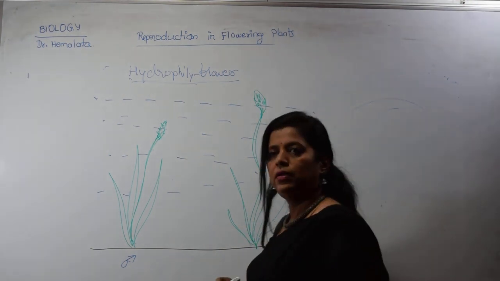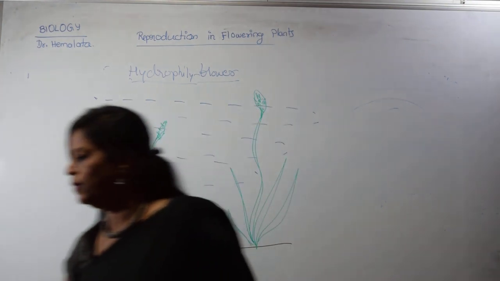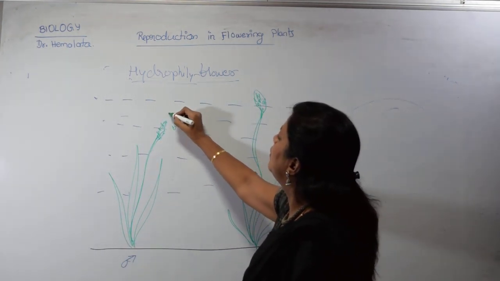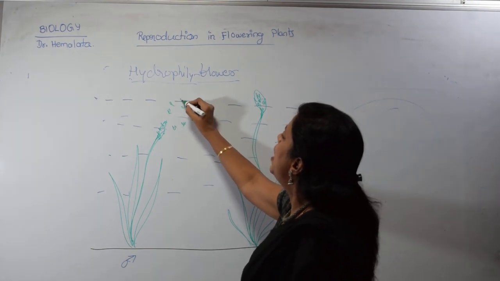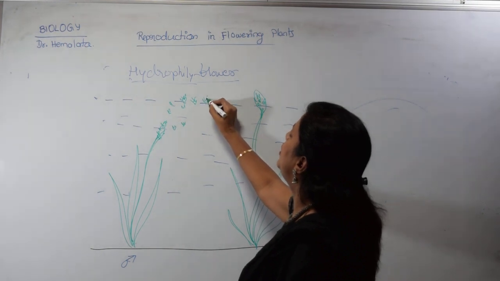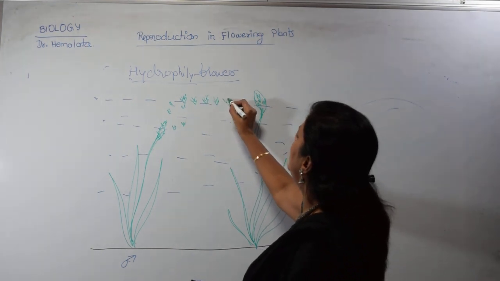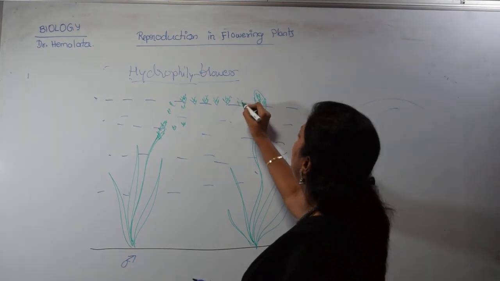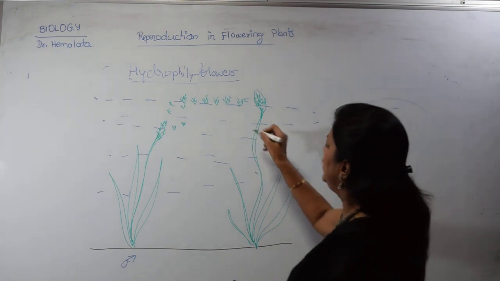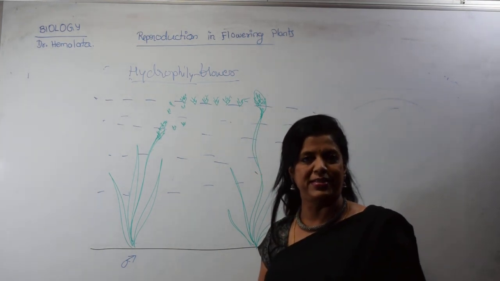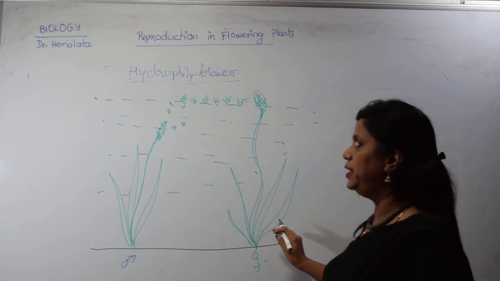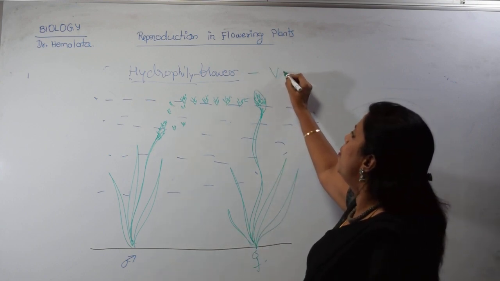Now, whenever the male flowers mature, they will be released in water. They will come out like this, and they will be floating on the surface of water. So when they come in contact with the female, they bring about pollination. Once pollination happens, this will turn down and form the fruit and seeds. So this is how male and female flowers, which are separated, work in hydrophilous flowers in Vallisneria.